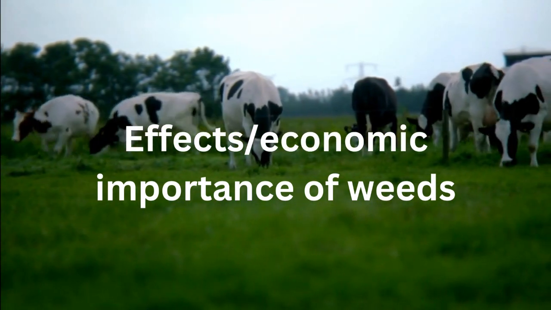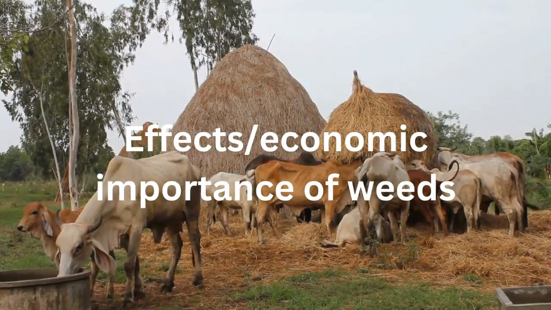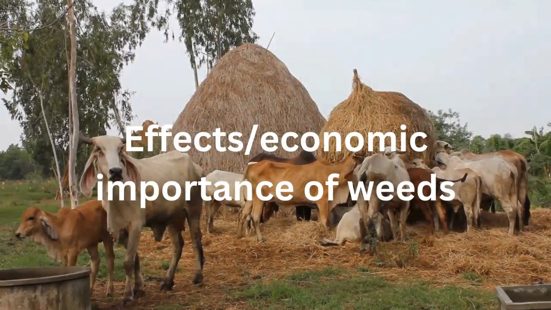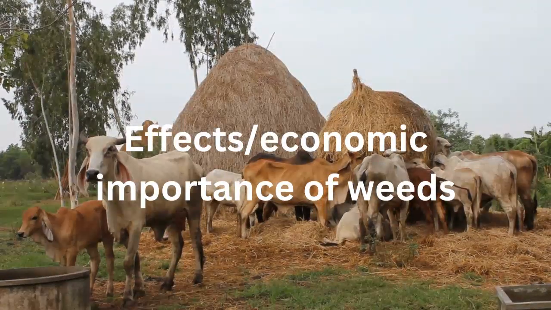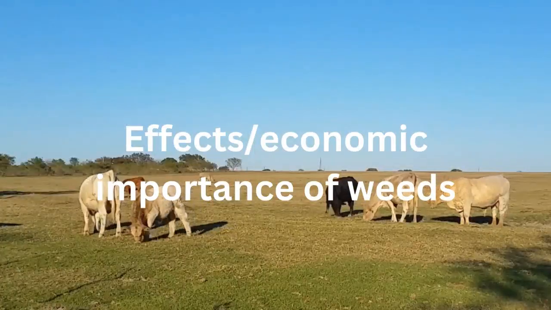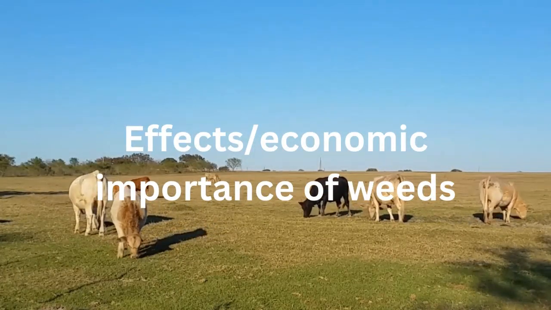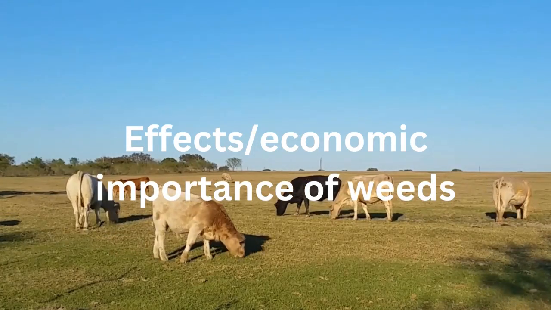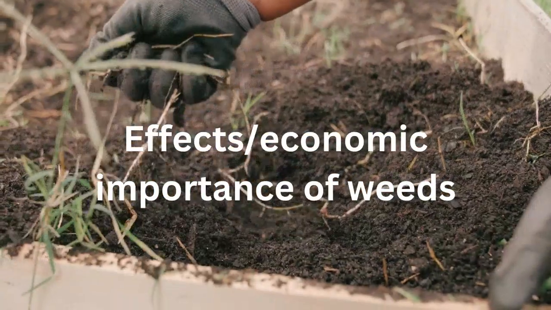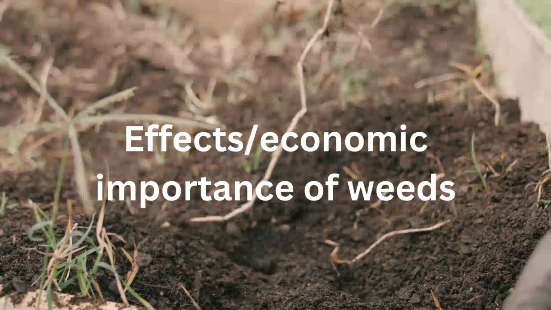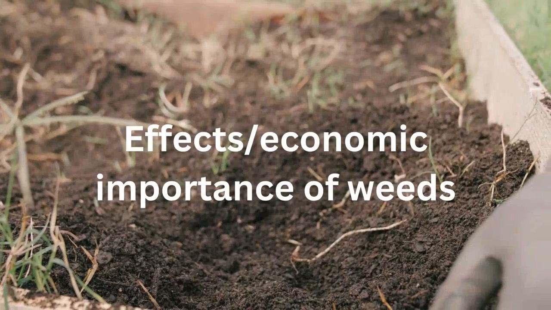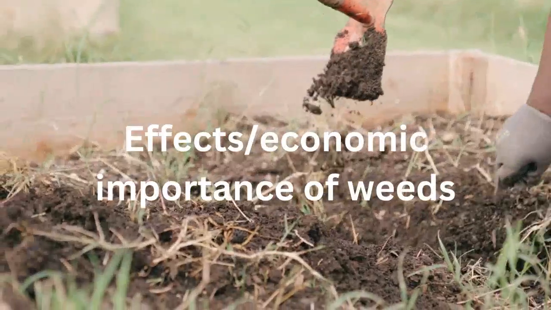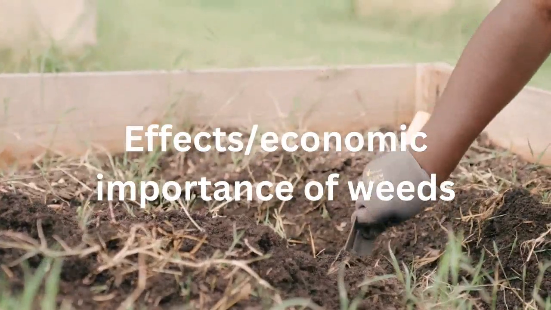Okay, now the next subtopic is effect or economic importance of weeds. Weeds are toxic to farm animals. Weeds can also help in checking soil erosion. Some weeds are useful as food for humans and also for animals. Again, some weeds have medicinal properties. An example is Aspilia africana. An example of a weed that can be used as food for humans is the water leaf. Weeds can also be used as mulch. Weeds can be used for compost making.